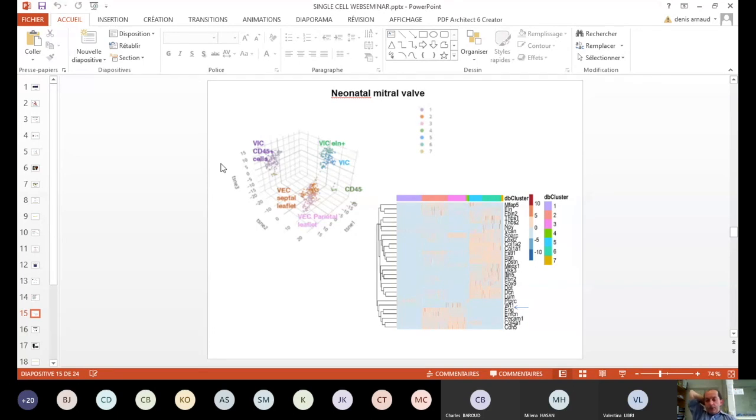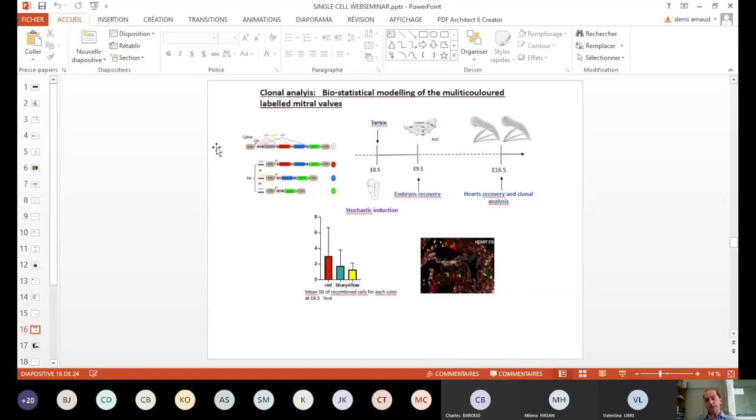I'm not going to comment on it, but we could combine this with a clonal analysis. To do this clonal analysis, again, we use a reporter mouse. We cross the mice with a Cre, and the reporter mouse is a multicolor, what we call a rainbow mouse. It expresses a red fluorescent protein, a CFP, a blue fluorescent protein, and the YFP, the yellow protein.